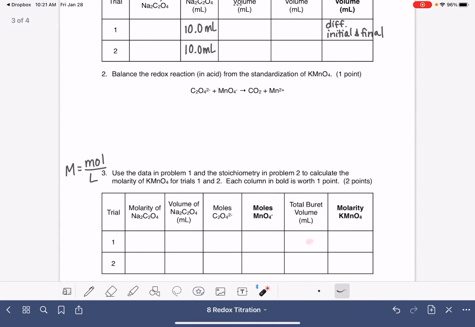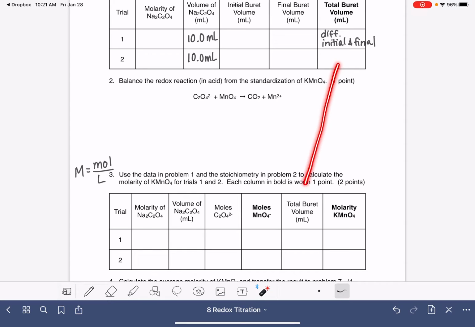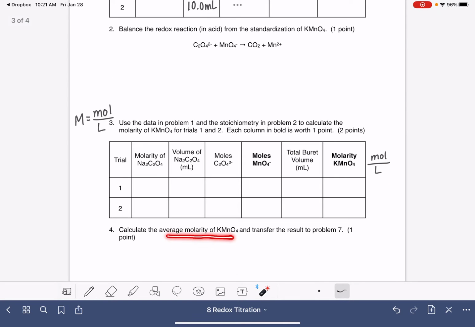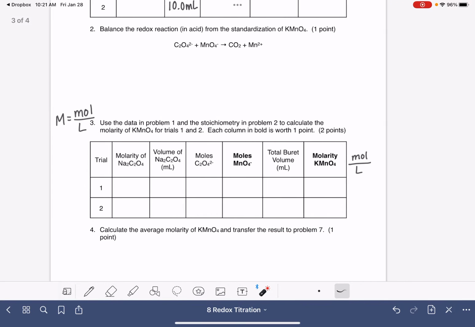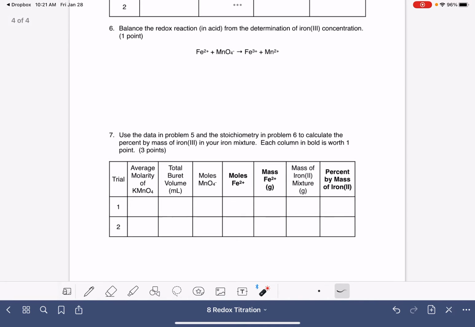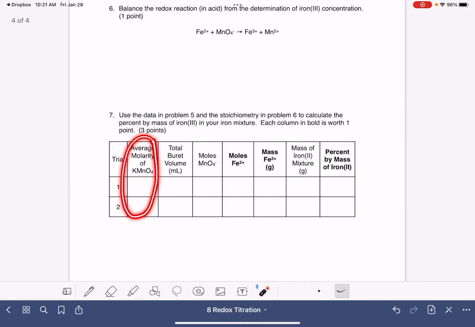In this column, you'll copy your total burette volume from problem number 1, and then in the last spot, you'll calculate the molarity of KMnO4. The molarity is going to be your moles of MnO4- divided by the volume of the solution in liters, not in milliliters. That's going to give you your molarity. And then last but not least, you'll calculate the average of these two molarities, and that's going to get transferred over to problem 7 on the next page. That's going to get transferred into this spot right here.